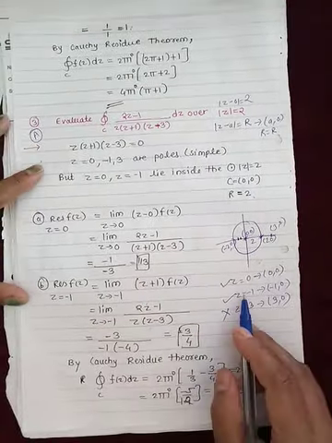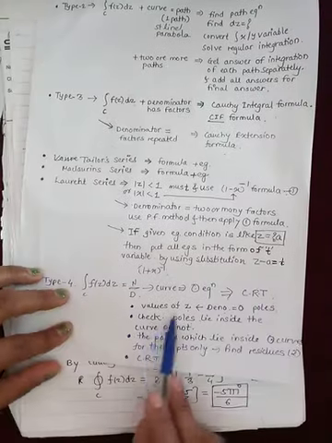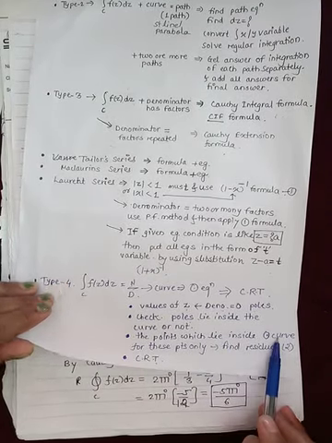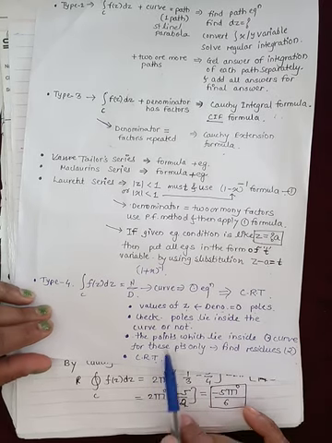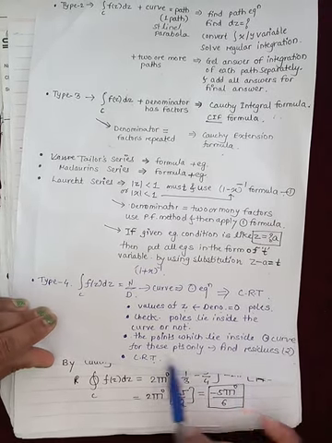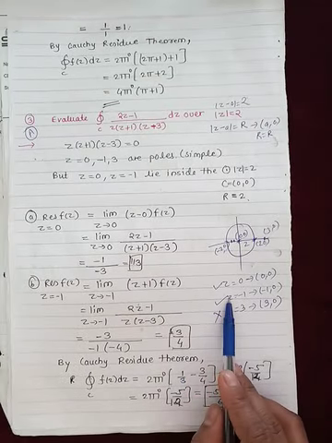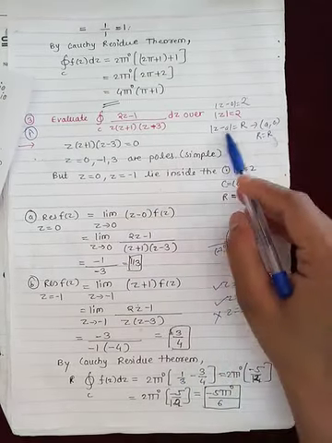Now the next step: for the points which lie inside the circle or inside the curve, only for these points find the residue and then use the Cauchy residue theorem. So here the first 2 points lie inside the circle, mod z equal to 2.